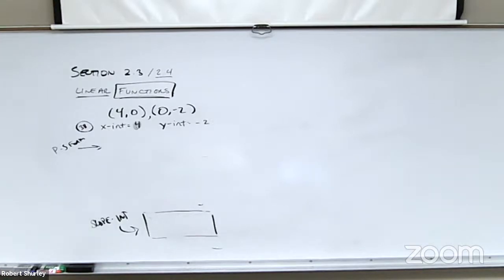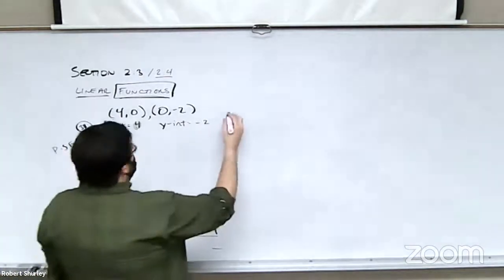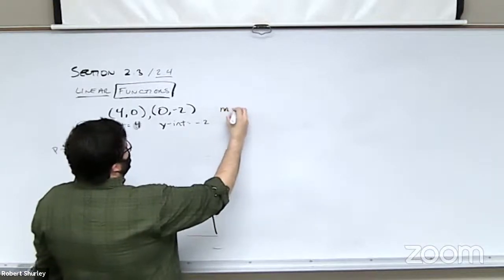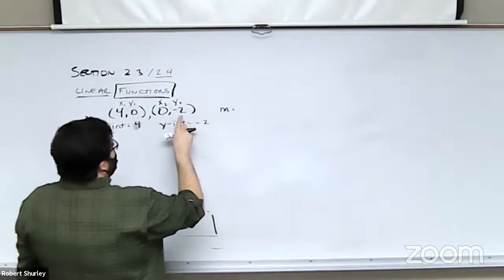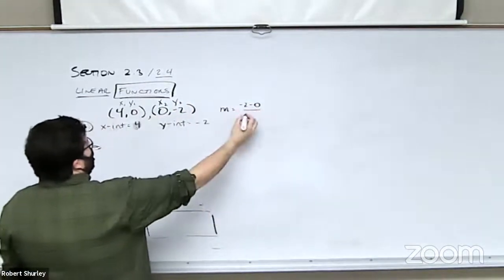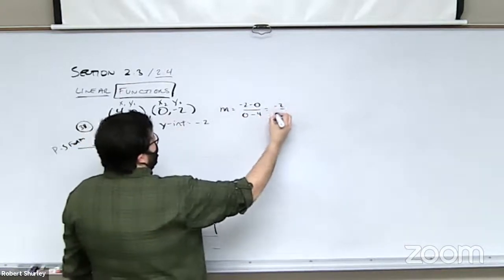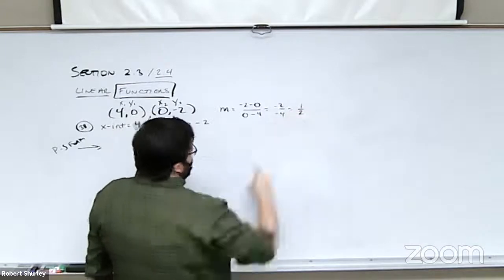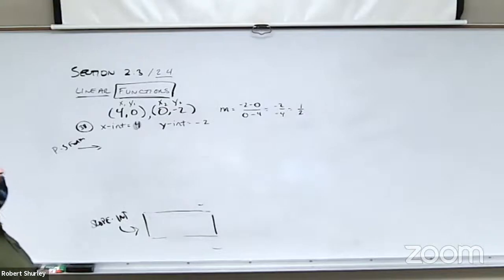Got it? Feel confident? Okay, let's find the slope first. I'm going to do this to the side again, so I'll save some space. Now, this is x1, y1, x2, y2. So we wind up with -2 minus 0 over 0 minus 4. So we get -2 over -4, so I get a positive 1/2. I can tell you that is right. It's a positive 1/2.